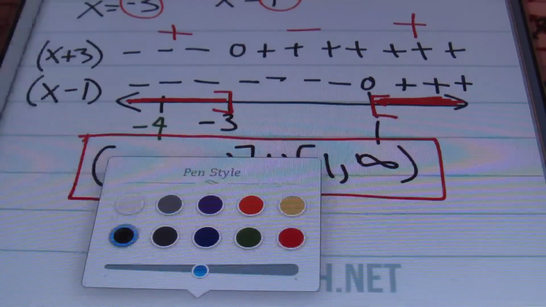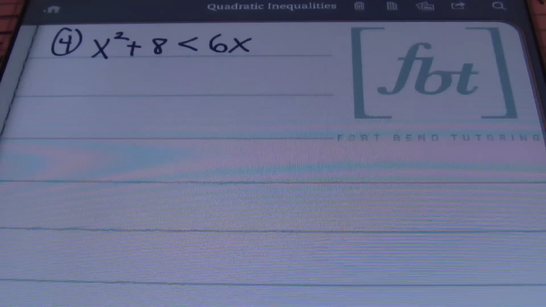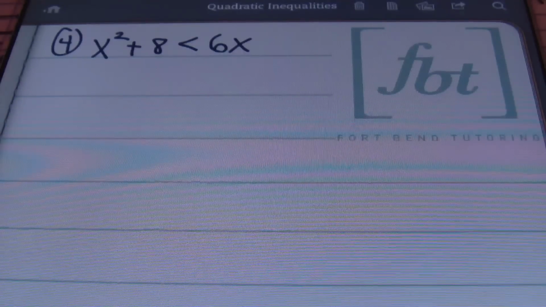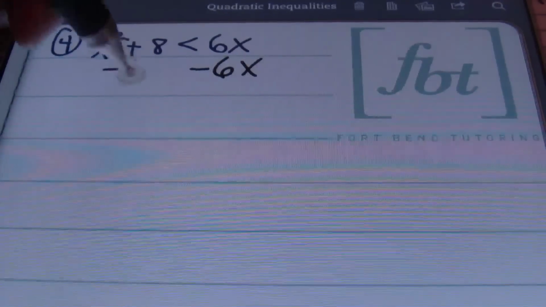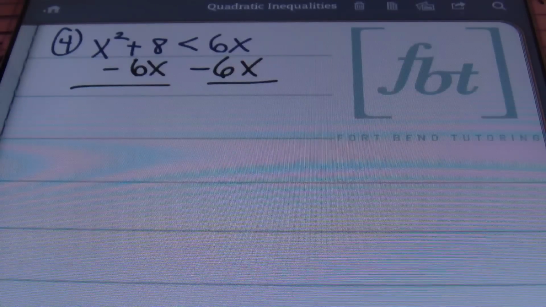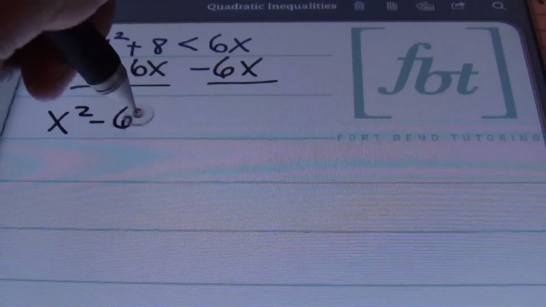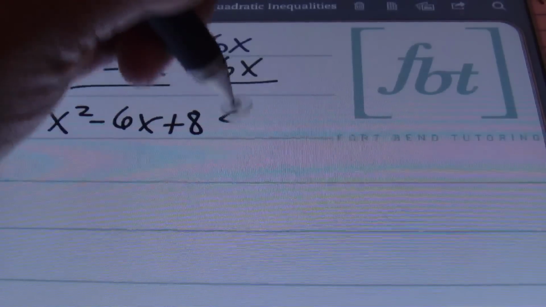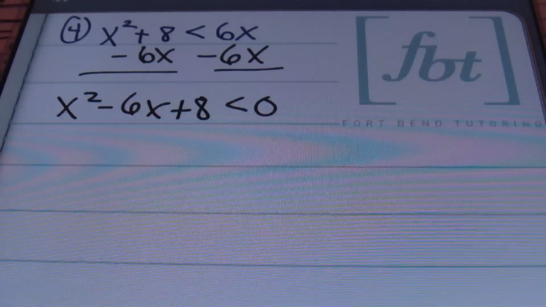All right, let's move on to our next example here, problem number 4. In problem number 4, we have x squared plus 8 less than 6x. The first thing you want to do in this example is subtract 6x to both sides. Why? You want to have your expression set to 0 here in your inequality. So I'm going to rewrite this as x squared minus 6x plus 8 is less than 0. So definitely set your inequality to 0 first.